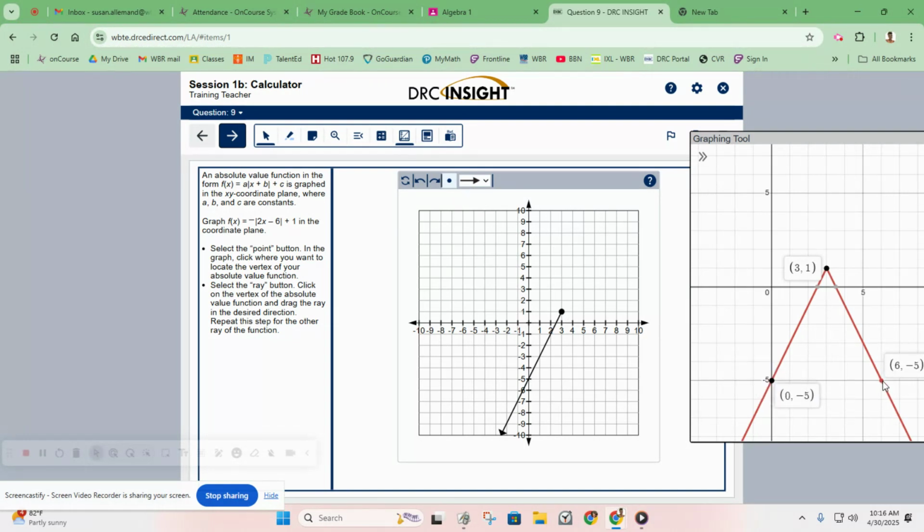To get the right side, if you look in your Desmos, the right side is going through the point (6, -5). So I'm going to go back to that vertex, click down on my mouse, go to (6, -5), and release it. I did it.